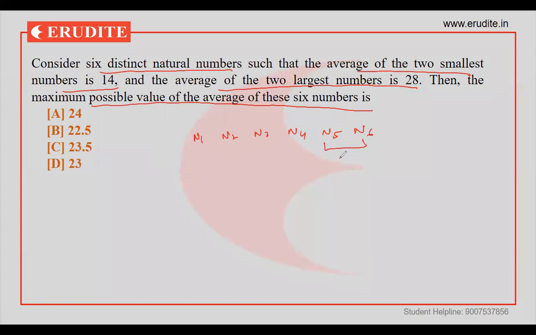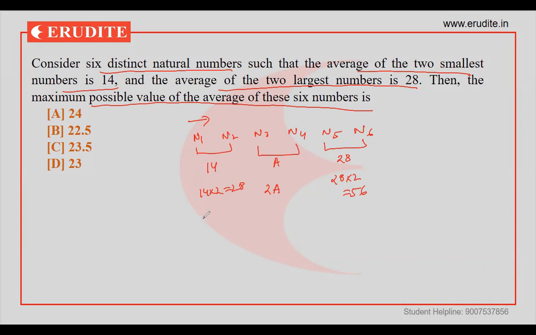The average of these two is 28. These are in increasing order. For the smallest two, the average is 14, so the sum of these two will be 14 into 2, that is 28. The sum of these is 28 into 2, which is 56. If I assume that the average of the middle two is A, then their sum will be 2 into A. As these two numbers are more than n1 and n2 and less than n5 and n6, their average should be between 14 and 28. It cannot be less than 14 and cannot be more than 28.